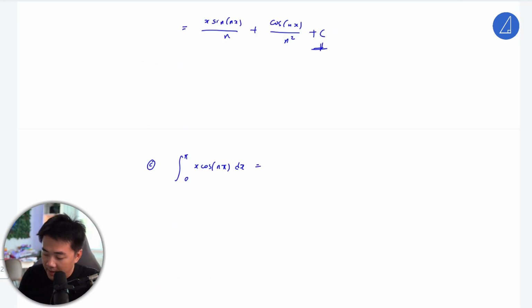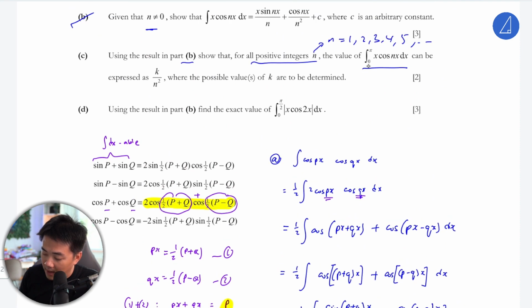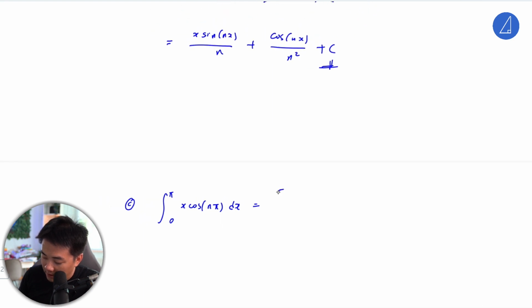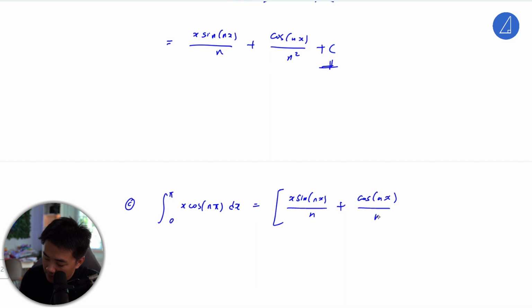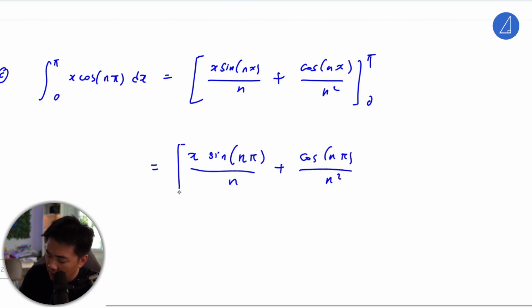So let's look at this, part C. If I were to put in the limits, this is 0 to pi. This is a definite integral, so I'll get the previous answer from B: x sine nx over n plus cosine nx over n squared, evaluated from 0 to pi. So we put it in, it'll be x sine n pi over n plus cosine n pi over n squared.